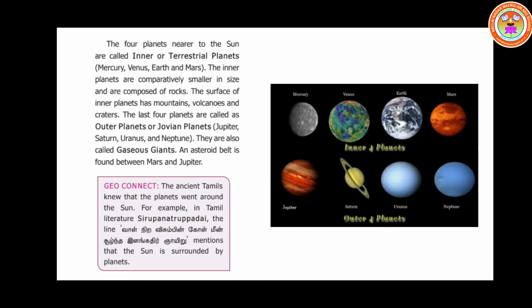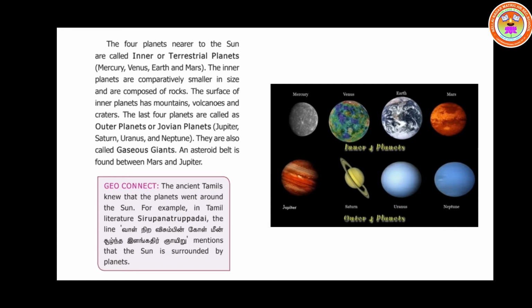The last 4 planets are called outer planets or Jovian planets. What are they? They are Jupiter, Saturn, Uranus, and Neptune. They are also called gaseous giants. Is it clear, children? An asteroid belt is found between Mars and Jupiter.